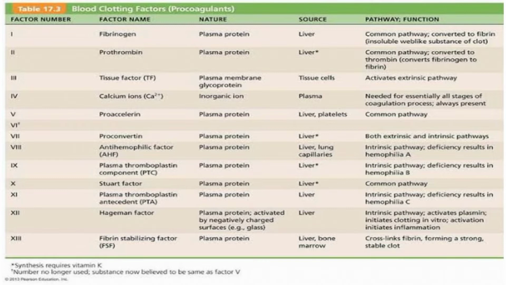Next, the Stewart factor is a common pathway. The Hageman factor is in the intrinsic pathway, and it will activate plasmin, meaning it will initiate the clotting, and the activation will initiate inflammation. The last factor, FSF, cross-links fibrins, because of which it forms a very strong and stable clot. And when you observe the sources, most of the clotting factor sources are the liver and the platelets. So the liver performs its function by producing these factors.